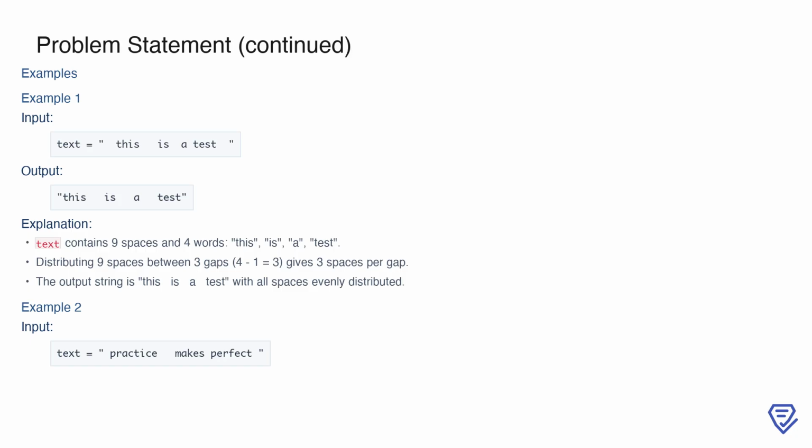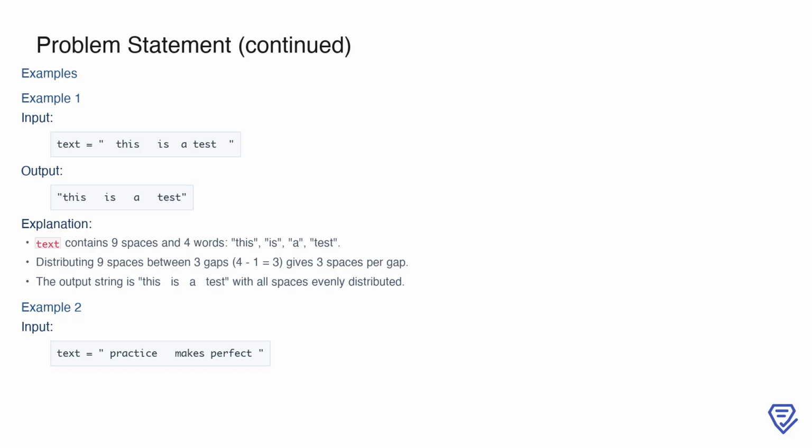For example, let's look at the first input. The string text is given as "this is a test." This string contains 9 spaces and 4 words, "this", "is", "a" and "test." To distribute the spaces, we calculate that there are 3 gaps between these 4 words, and 9 spaces divided among these 3 gaps results in 3 spaces per gap. Therefore, the output is "this   is   a   test," where the spaces are evenly distributed between the words.